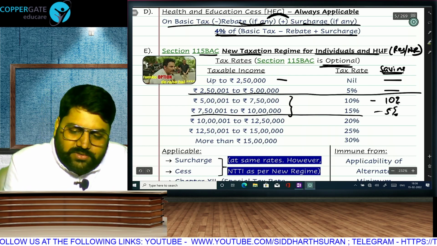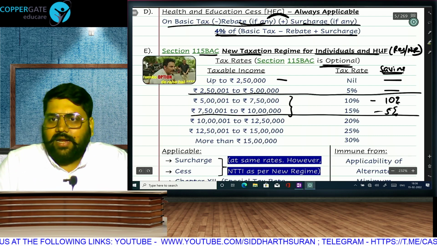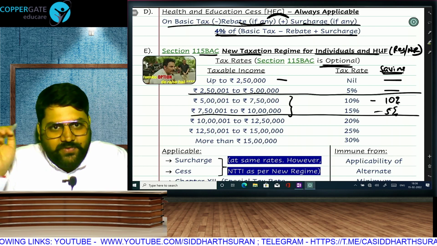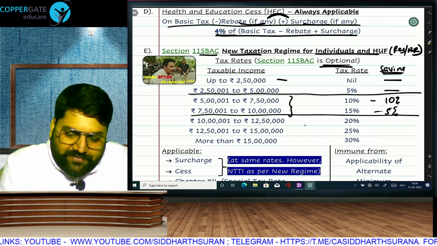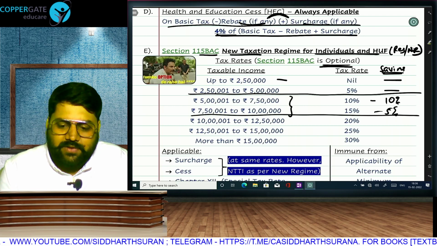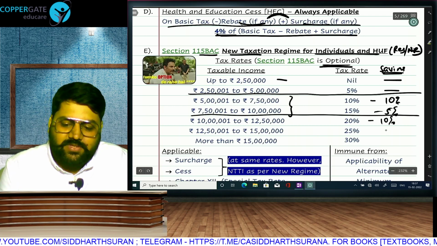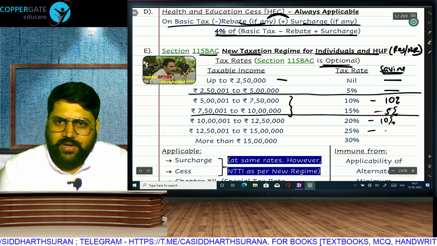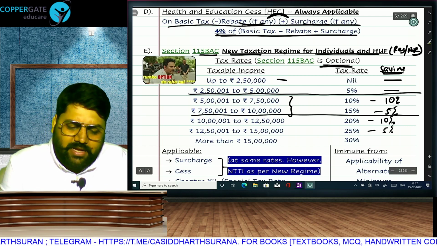So 5 lakh to 750, 10%, 750 to 10 lakh, 15%. After 10 lakh in the old regime we have 30, till infinity we have 30. Here we have till 1250 we have 20%, 1250 to 15 lakh we have 25. So once again, old regime 30, new regime 20. Savings of 10. Old regime 30, new regime 25, savings of 5%. And more than 15 lakh.